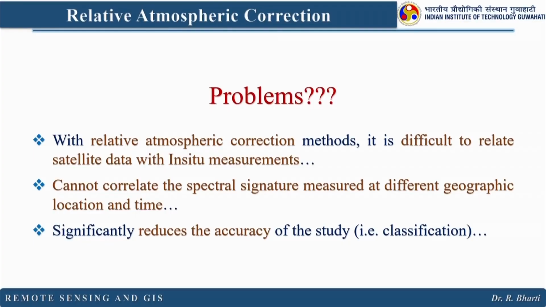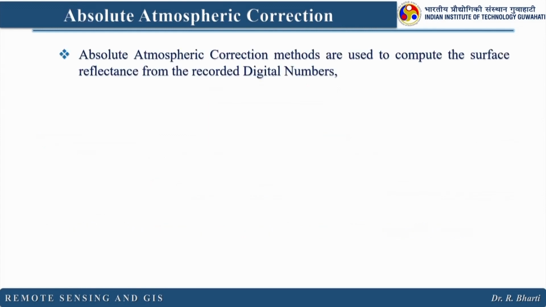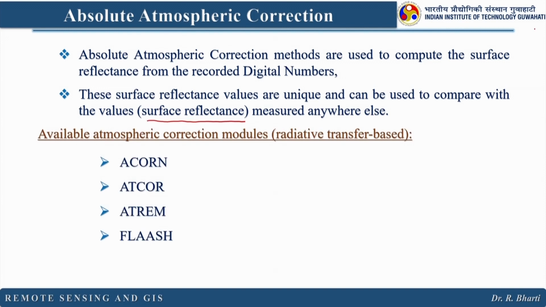Because of this, we have absolute atmospheric correction, where these methods are used to compute the surface reflectance from the recorded digital numbers. These surface reflectance values are unique and can be used to compare with the values measured anywhere else, right. So for this absolute atmospheric correction, we have radiative transfer based methods. Here we have ACORN, ATCOR, ATRIM and FLAASH. These are some of them. So we will see one by one what their strengths and demerits are.